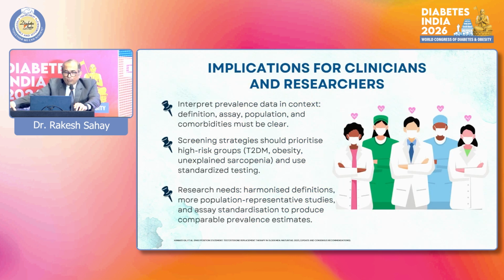So when interpreting these prevalence data, we should look at it in the context of how we have defined testosterone deficiency, what population has been studied, and the presence or absence of comorbidities. All these things have to be given consideration. We also need to look at the way the assay was performed. These are important points that we should keep in mind.